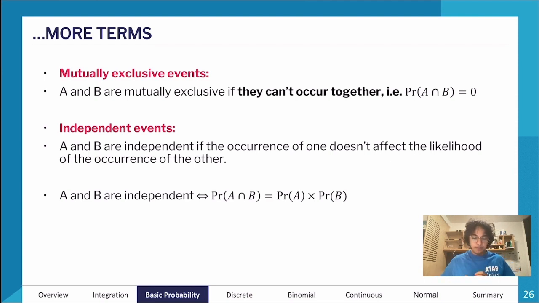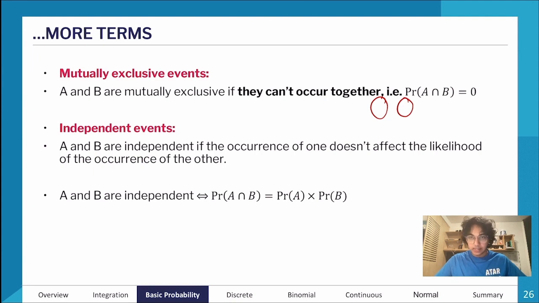Okay, I've potentially had a lot of questions about mutually exclusive and independent. Like, what's the difference? So mutually exclusive is if they can't occur together, right? For example, if that intersection is 0, right? So A intersection B is 0, right? So if I've got something like this.